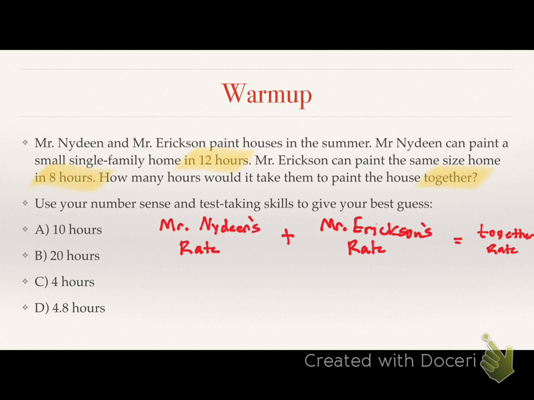Let's fill in some algebraic expressions here, starting with Mr. Nydeen's rate. We know it takes Mr. Nydeen 12 hours to paint one of these houses. In other words, he can paint one house every 12 hours. Mr. Erickson can paint one house every 8 hours. We want to know how long it takes them to paint one house together. So there's the setup. There's the equation.